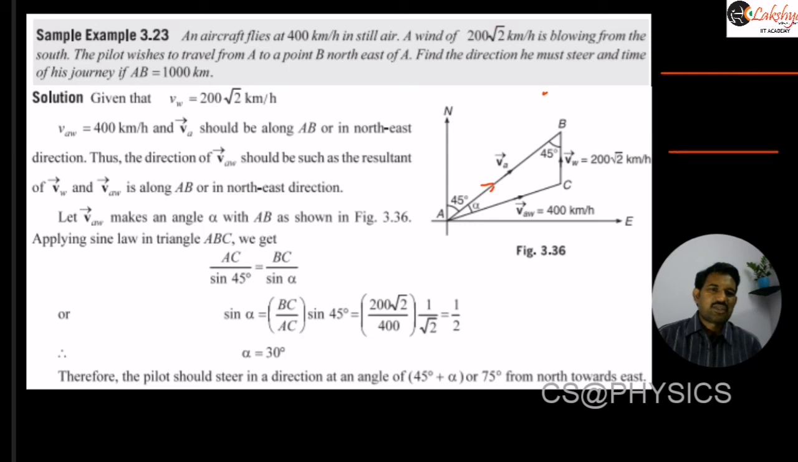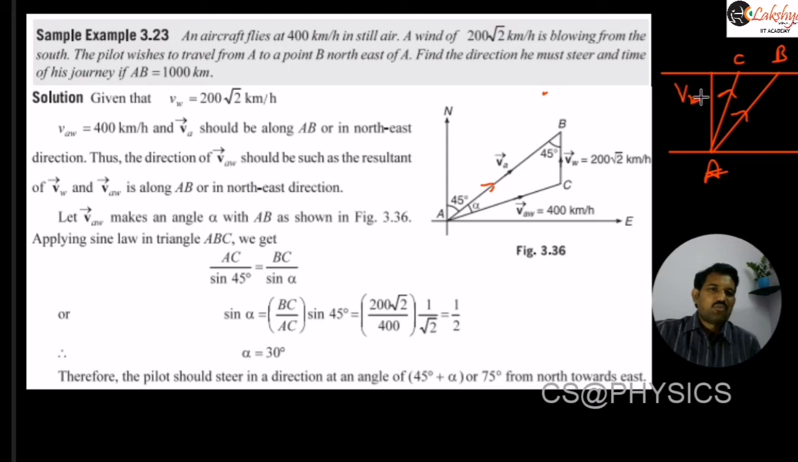So let us compare with the riverboat problem here. Now here he wants to reach this point. Suppose this is point A and this is point B. If he starts his journey directly like this, we know he can't reach that point. So for that reason he starts along some direction like this. This is the point C we are taking here.